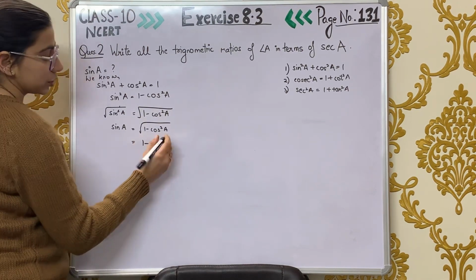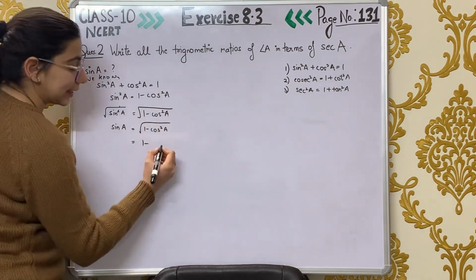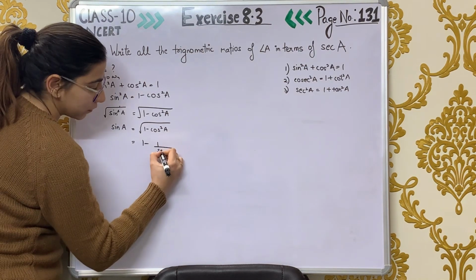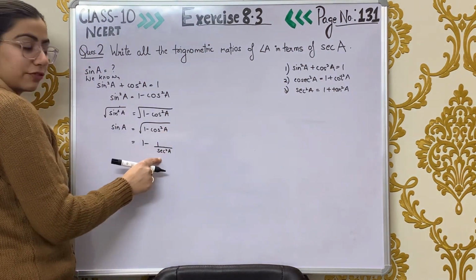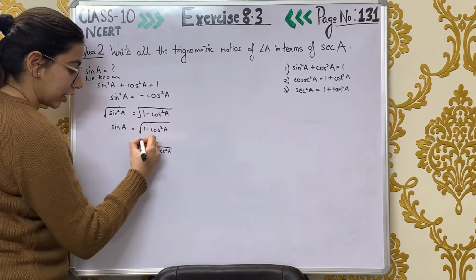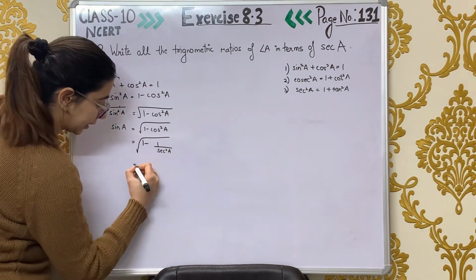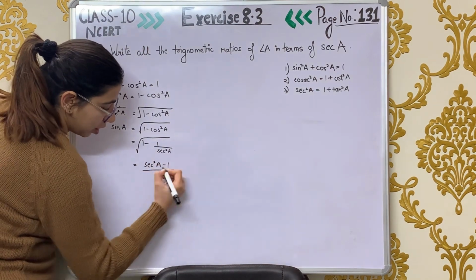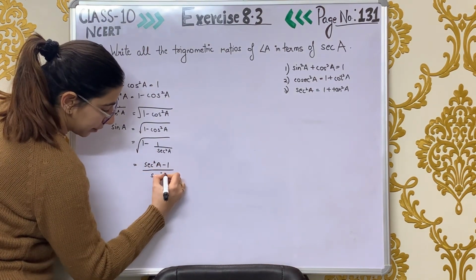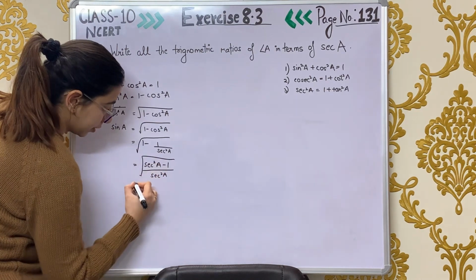We also know that cos A is equal to 1 by secant A. So can I write this as 1 by secant square A? We had cos square A, so we have written secant square A. Taking the under root, taking LCM, we get secant square A minus 1 upon secant square A under root.